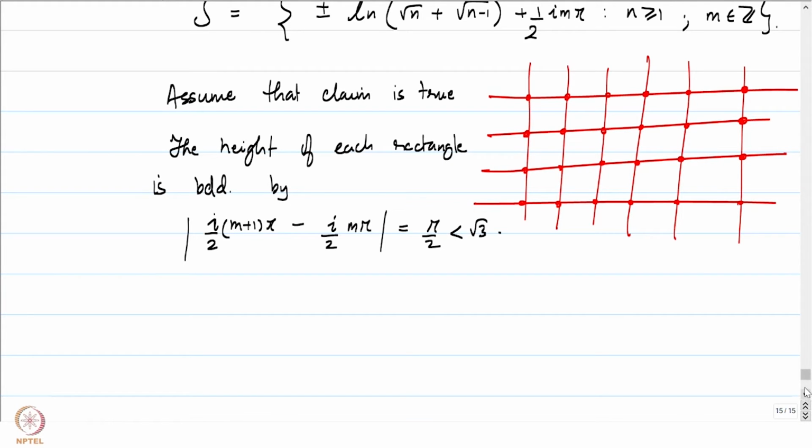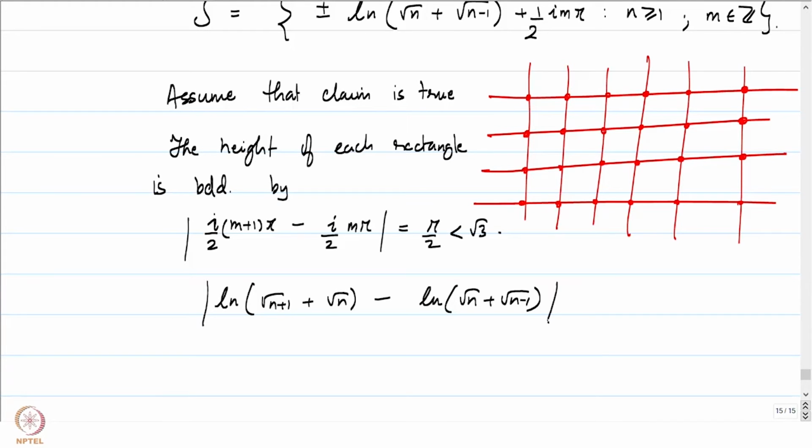And what about the other, the width? This is the height. Let's look at the width. Log of square root of n plus 1 plus square root of n, minus log of square root of n plus square root of n minus 1. This is what we are interested in. So plus or minus is there, but we are looking at the absolute value. So what is going to be the absolute value here?